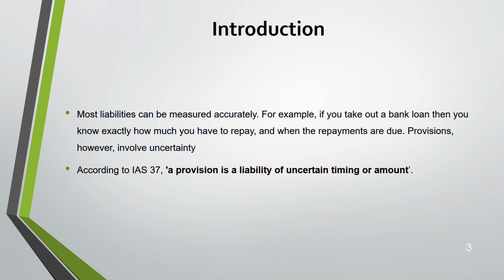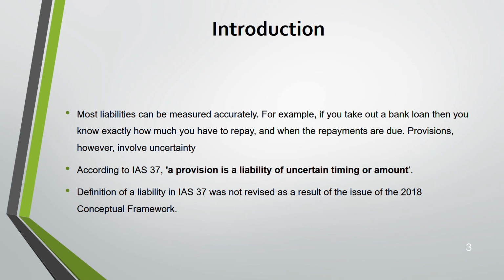So according to IAS 37, a provision is a liability of uncertain timing or amount. You don't know the time, you don't know the amount, but we definitely know for sure it is something in the future that you have to incur, and it is recorded as a provision. The definition of liability in IAS 37 was not revised according to your conceptual framework. So if you go back to my lecture 1, the definition of liability will not match with this liability in IAS 37 because it did not change.